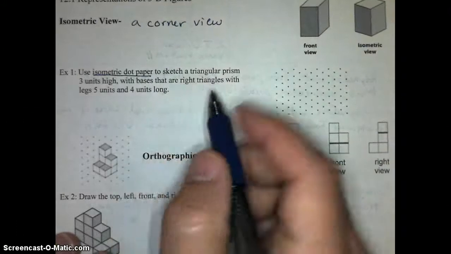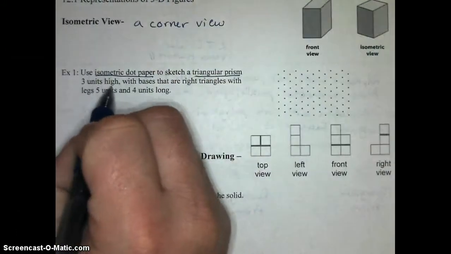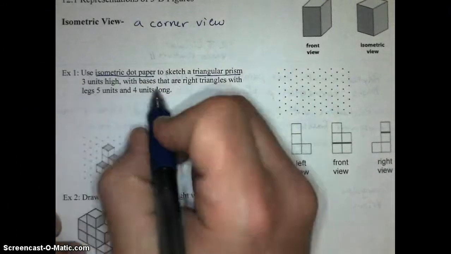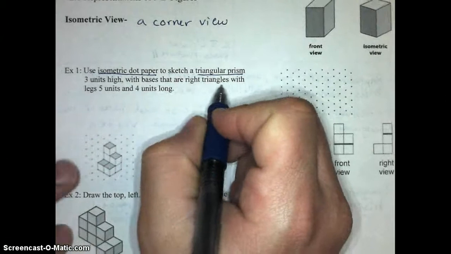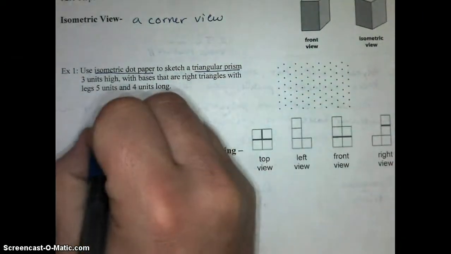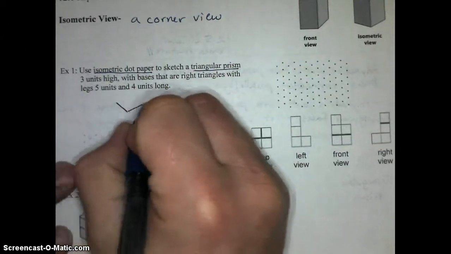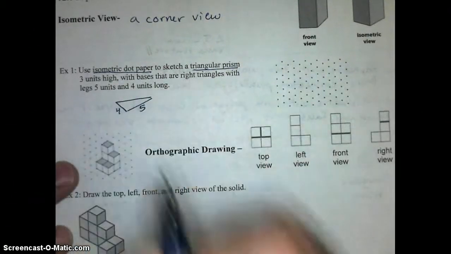Okay, we're going to be dealing with a triangular prism that is 3 units high. That means the height, the distance between the bases, is 3 units. And the bases are right triangles, it's a lot easier to draw right triangles here, with legs that are 5 units and 4 units long. And so the bases are going to be shaped somewhat like this, where we have 4 units and 5 units. We've got 2 of those bases.